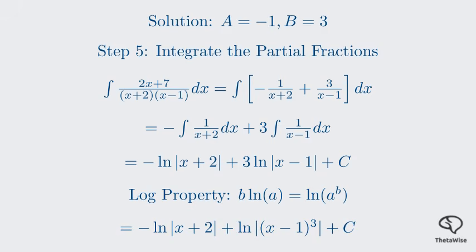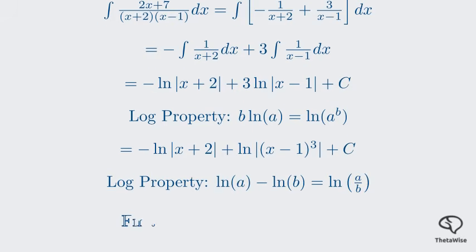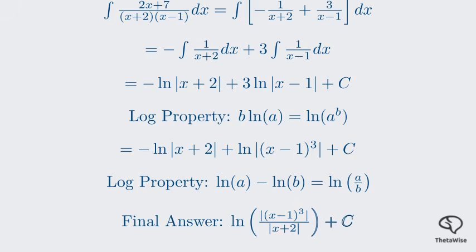We can also combine these into a single log term. Using the log property that ln a minus ln b is ln of a over b, we get our final answer. The natural log of the absolute value of x minus 1 cubed divided by x plus 2, plus c. This shows that the memo's answer is correct and our further simplification is also valid.